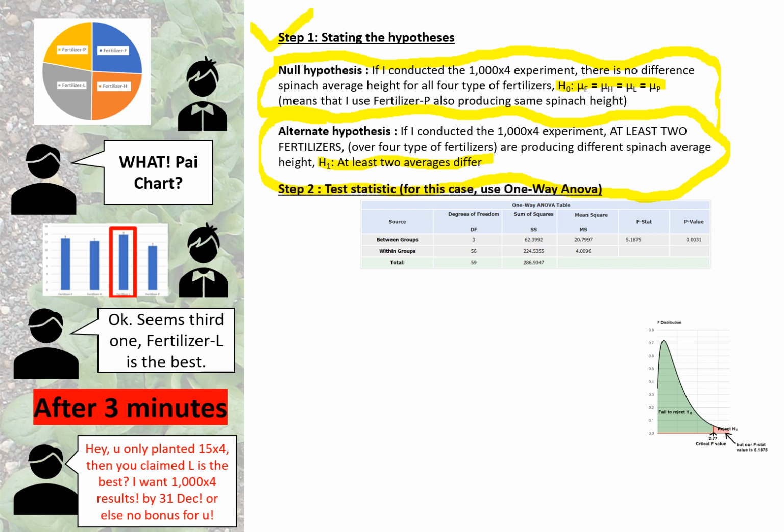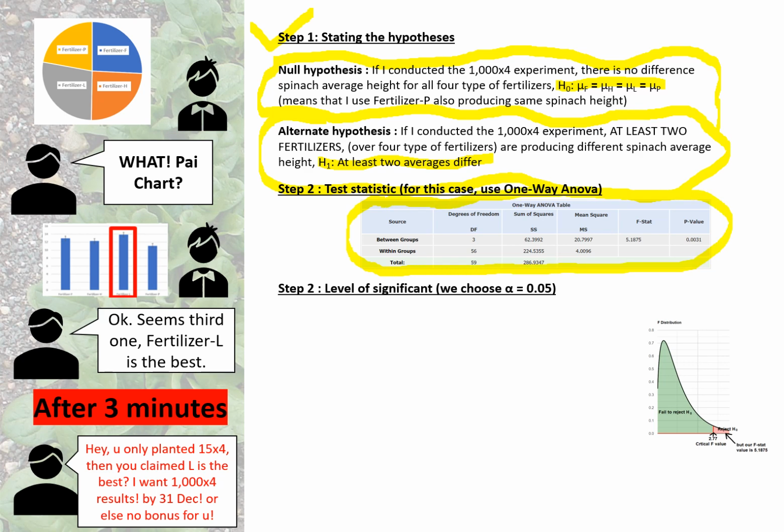We'll go to step 2. We're going to test it statistically. For this case, because the problem fulfills 5 criteria, we're going to use the one-way ANOVA test. With the one-way ANOVA test, we're going to get this table from the very complicated calculation. Remember just now, so many mathematical terms there. Yes, it's a bit complicated.